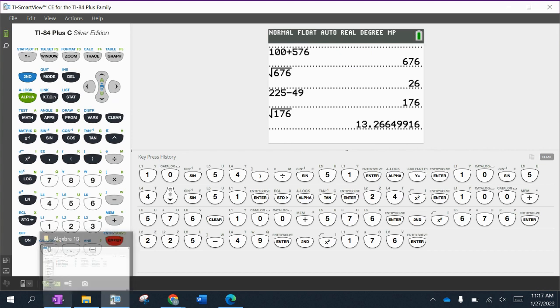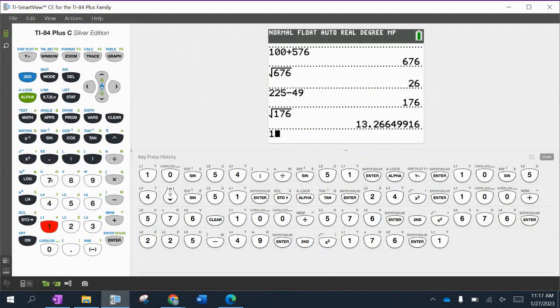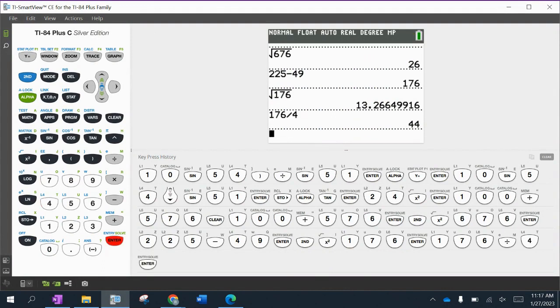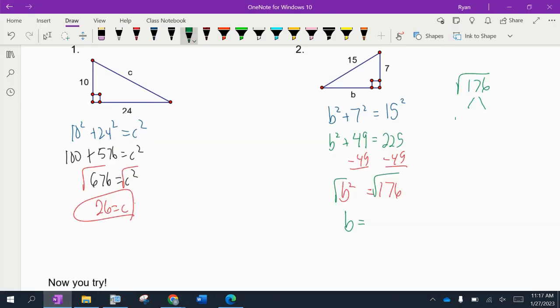So now I'm looking to break down 176. All right, I'm going to try for 4 first. 176 divided by 4. Good, it went into it 44 times. And since 44 can be divided by 4 again, that means that 4 and that 4, 16, would go into it. 176 divided by 16 is 11. Great, so there's a good pair for us.